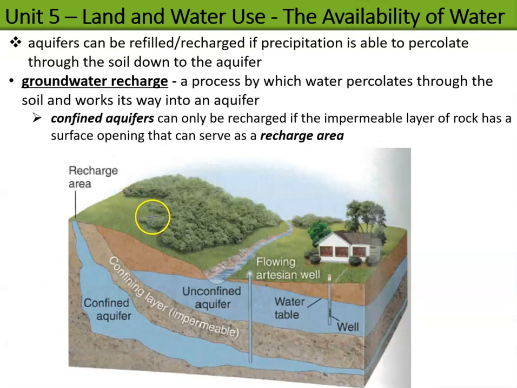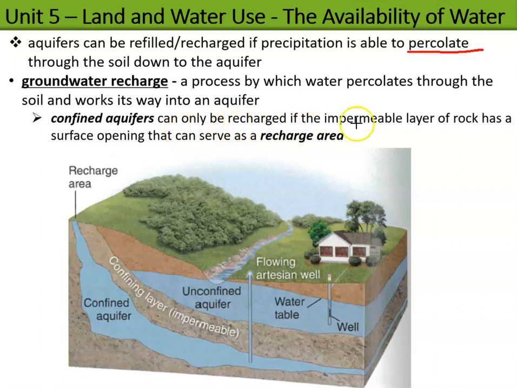Okay, so aquifers are basically pools of fresh water that we are able to remove water from, or water is able to leave the aquifers. Sometimes it's easy with an unconfined aquifer, or maybe more difficult with a confined aquifer. But also water is able to refill or recharge the aquifer as well. So they can be refilled or recharged if precipitation, primarily it happens through precipitation, is able to percolate through the soil down to the aquifer. And so this is called groundwater recharge, the process by which water percolates through the soil and works its way into an aquifer.